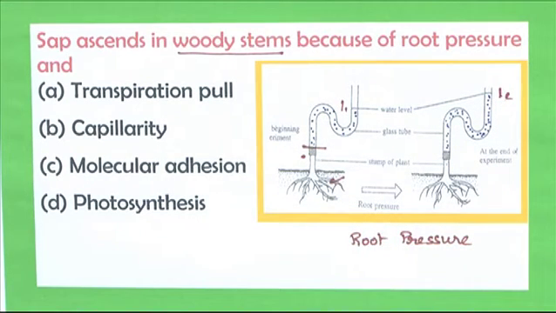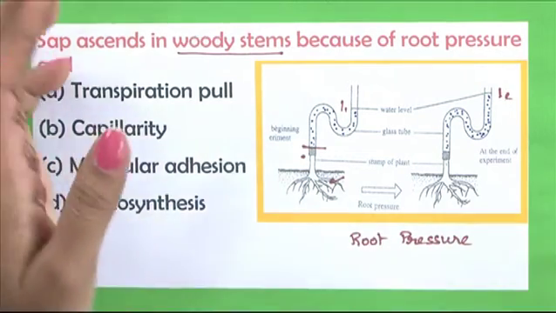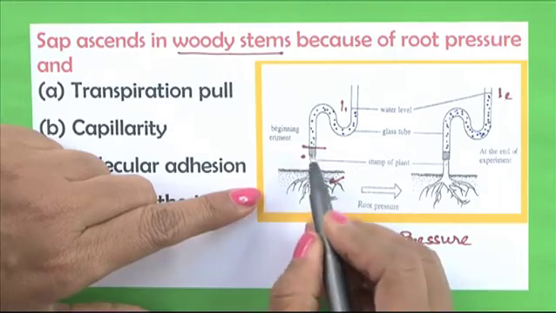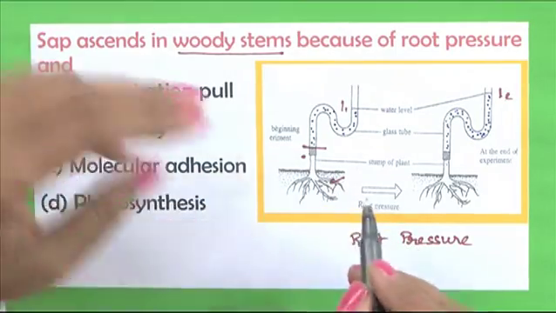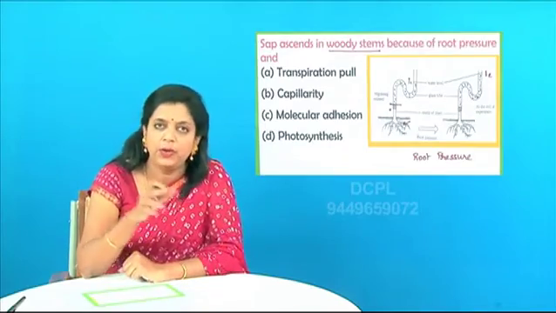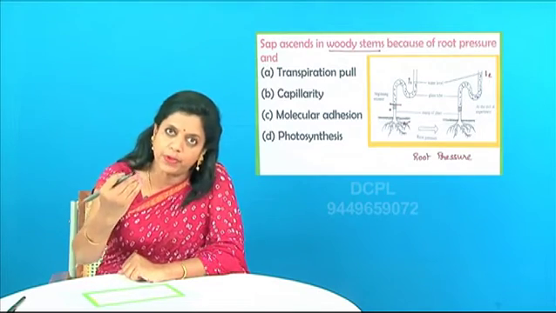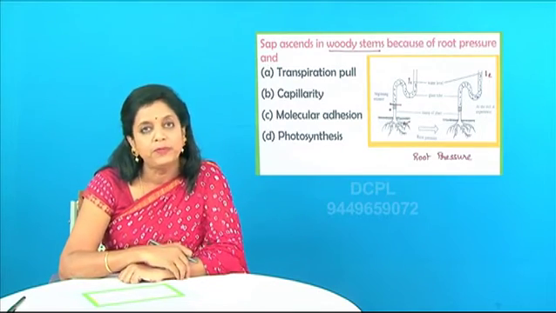How did the water level increase in this plant? Because there are no other pressures, because you cut at the base only. This is the stem, this is the root, just below it you have cut it. So then there must be some pressure which is produced at the roots, that is pushing the water up. So, that is what we call the root pressure.